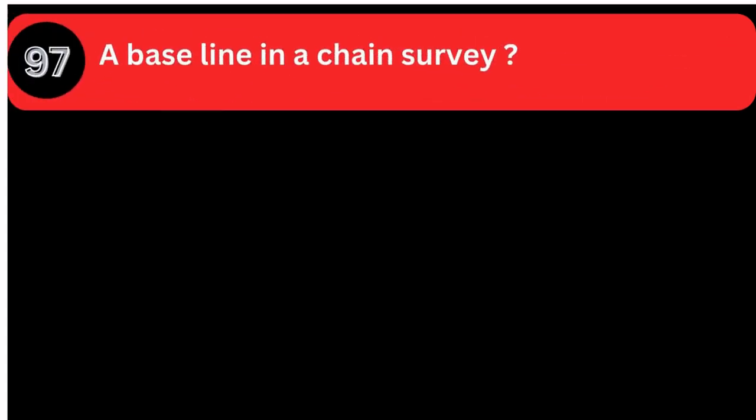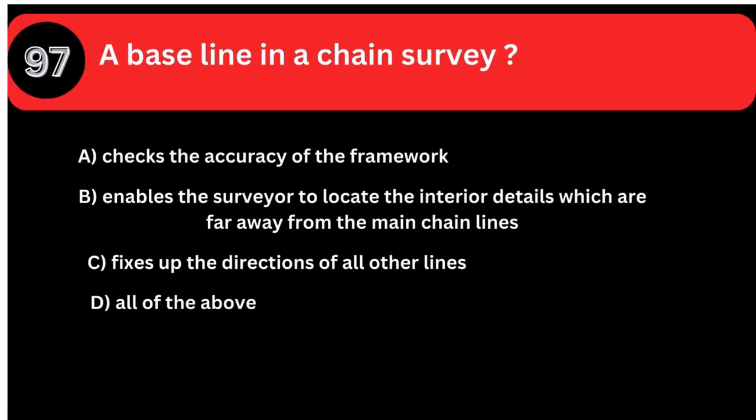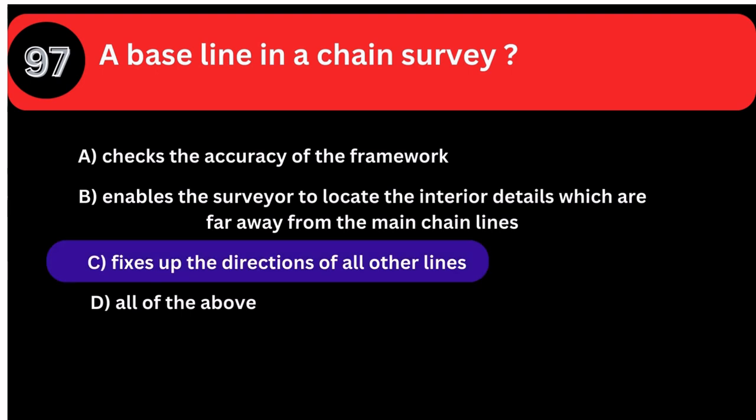A baseline in a chain survey. Options: A. Checks the accuracy of the framework. B. Enables the surveyor to locate the interior details which are far away from the main chain lines. C. Fixes up the directions of all other lines. D. All of the above. Answer: C. Fixes up the directions of all other lines.